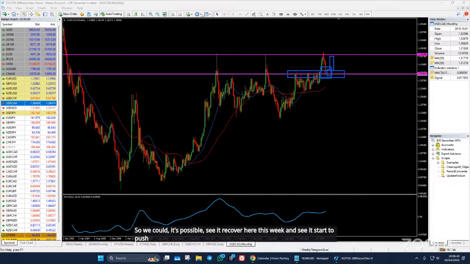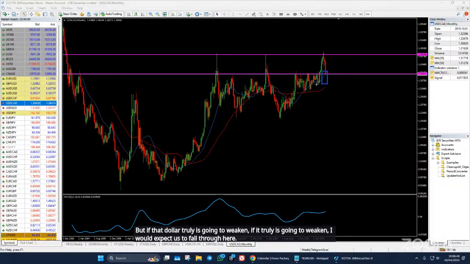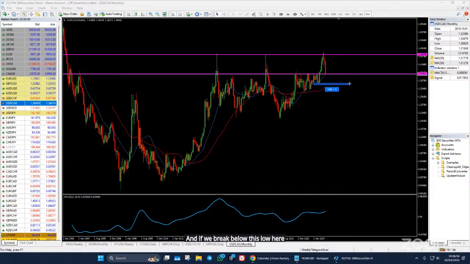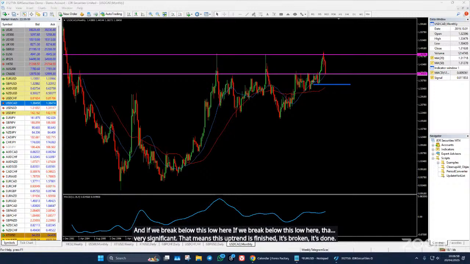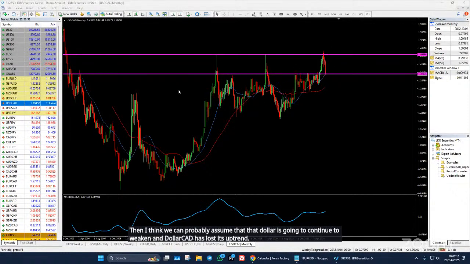That is a possibility. But if that dollar truly is going to weaken, I would expect us to fall through here. And if we break below this low here, that is very significant. That means this uptrend is finished, it's broken, it's done. So I'll be watching these key levels and saying, look, if we do fall through this and we break that low and we really do break it down towards here, then I think we can probably assume that the dollar is going to continue to weaken and dollar CAD has lost its uptrend. So I'll be watching that as well.